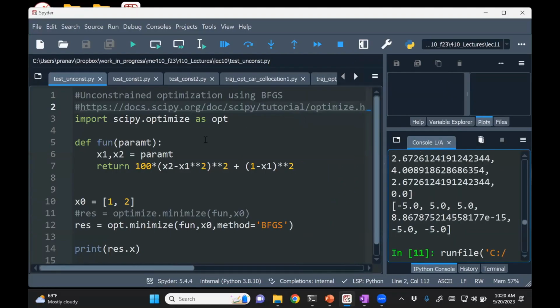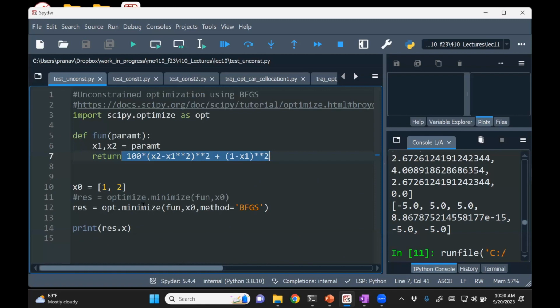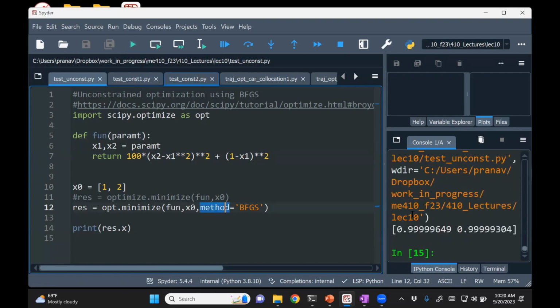Okay, so first of all, this is the first problem we talked about, the unconstrained optimization problem, where we knew that the solution was x1 equals x2 equals 1. So I just have to give it an initial guess. I need to use minimize. This comes from scipy.optimize. I imported that as OPT. OPT.minimize, give the function, which is this. You give it the method. So BFGS is a method available in unconstrained optimization. And we just run this, and it gives me 0.999, 0.99, which is close to 1.